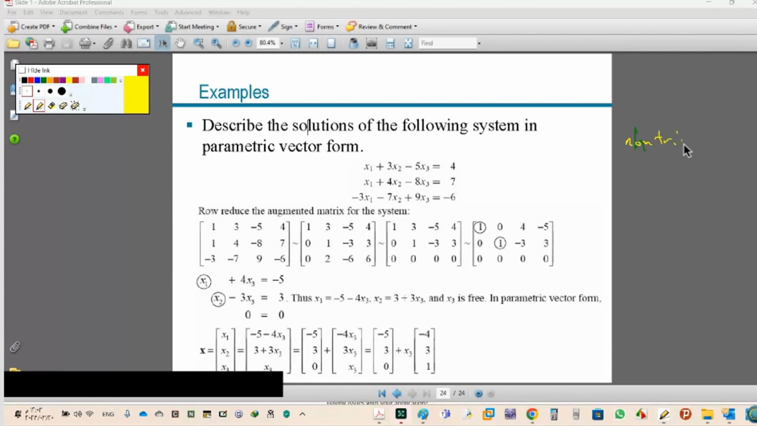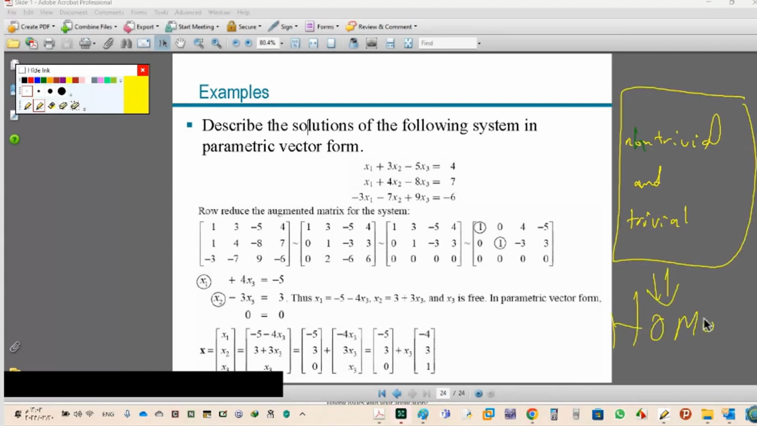Non-trivial and trivial, this is for homogeneous only. Okay, take care about this one. Just for homogeneous. We cannot say non-trivial, just for homogeneous only. For non-homogeneous, we cannot say this.